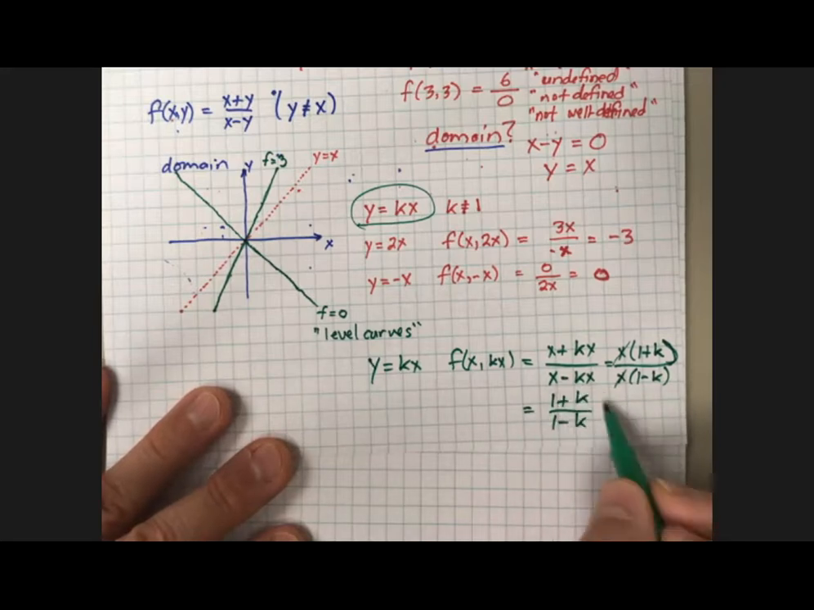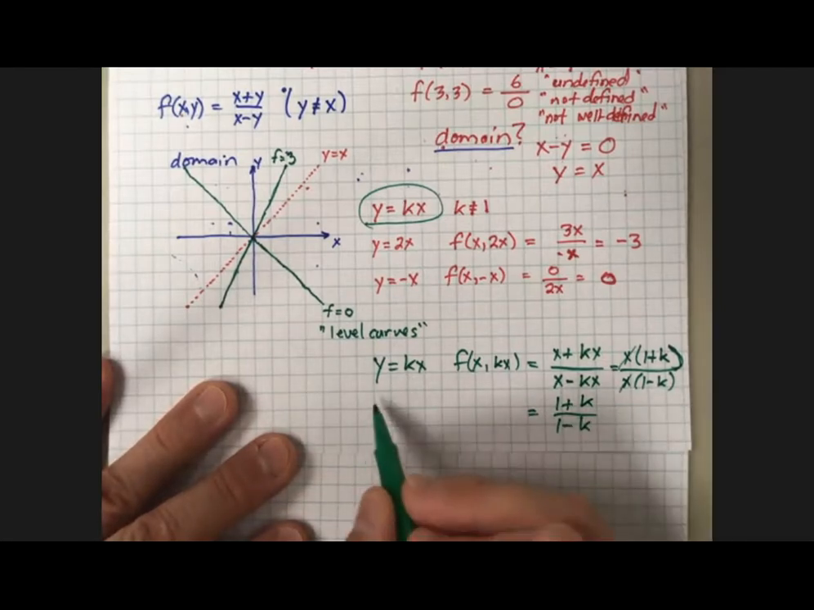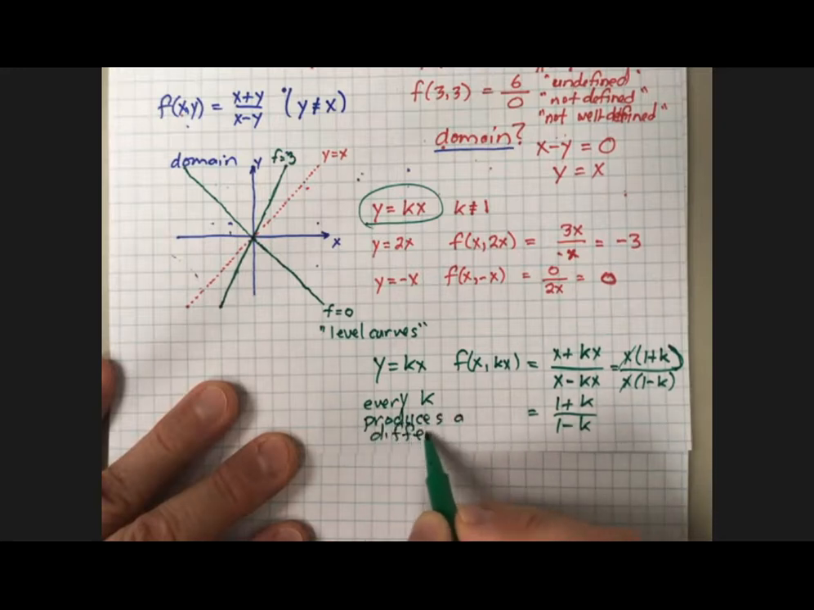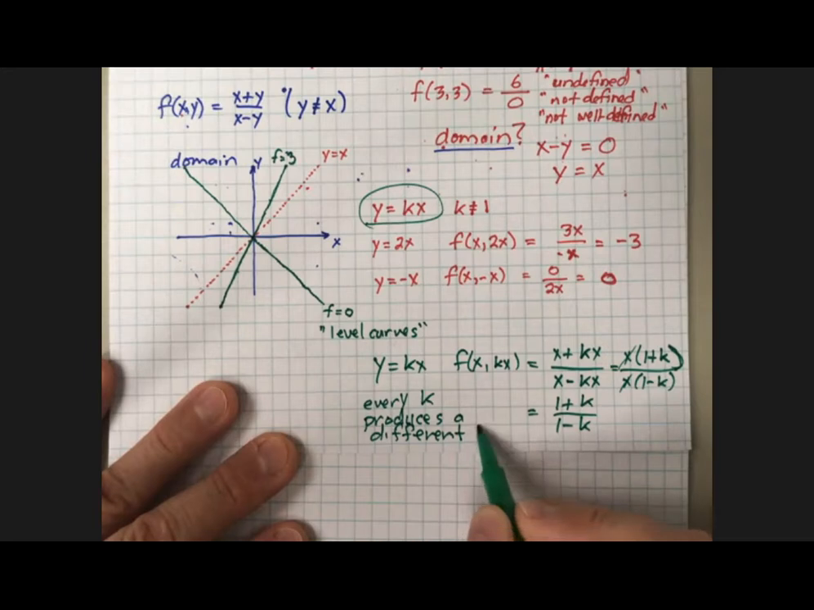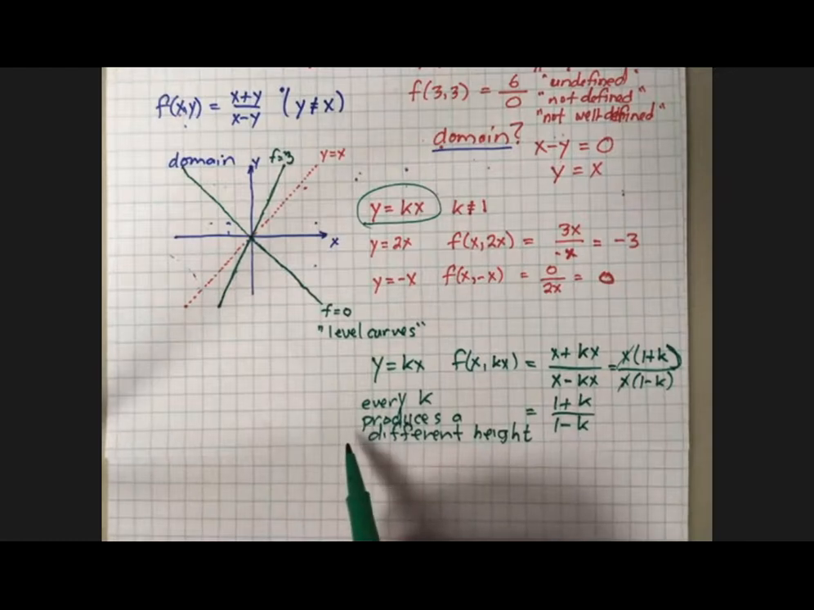Now you say, well, that's not a constant anymore. No, it is a constant. For every k that you pick, you get a different height. Every k produces a different height. Every k produces a different z. Now we might have a feeling for what this thing could possibly look like.